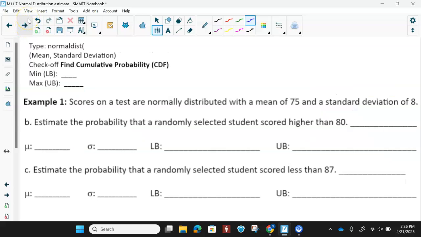Remember these steps, and we'll go through it again. Let's do the same thing. We're still testing normally distributed scores with a mean of 75, standard deviation of 8. Here we're going to estimate the probability that a randomly selected student scored higher than an 80. So we still have the same mean and standard deviation, but if I want to know scoring higher than an 80, then the lowest score is an 80. For accuracy, we're going above that, so we're going to use infinity. This is how we do this.